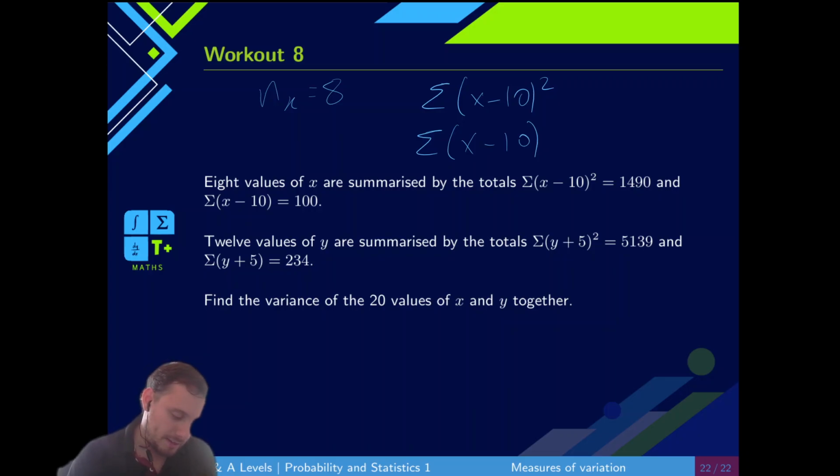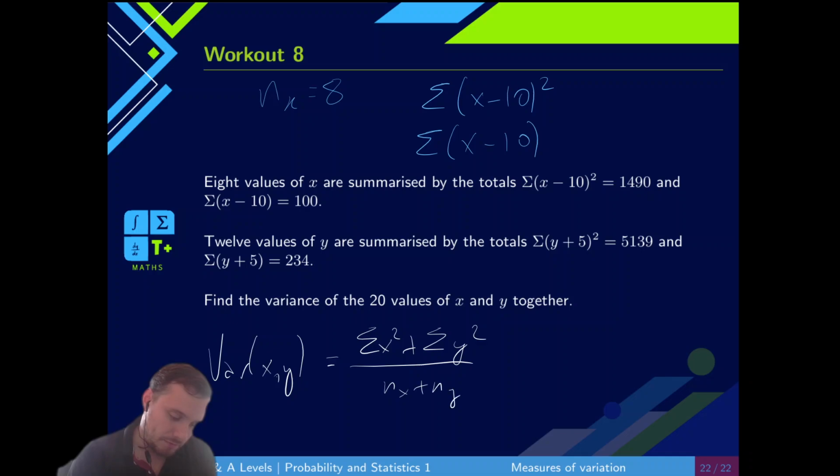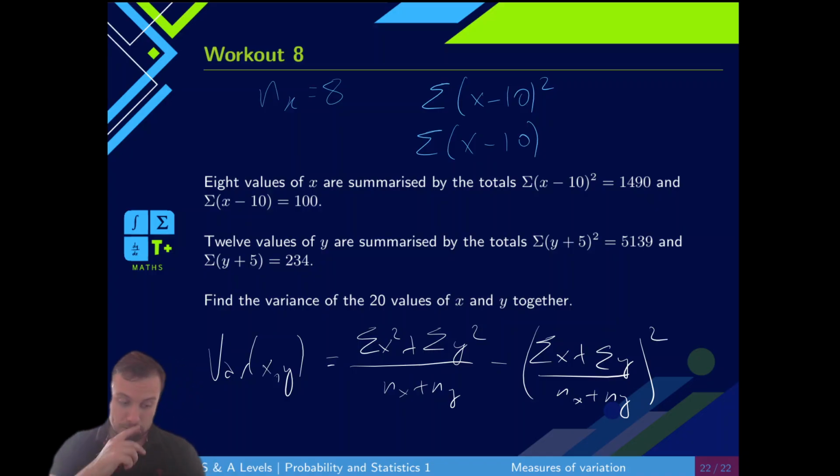The thing is, we are looking for the variance of all the values together, so we're looking for the value of the variance of x and y, that is the sum of x squared plus the sum of the y squared over the amount of x plus the amount of y minus the sum of x plus the sum of y over nx plus ny squared. So we're going to see which are the data that we can start finding, right?